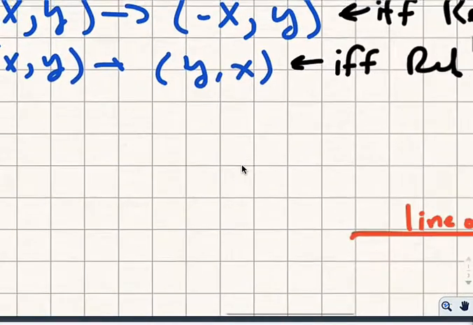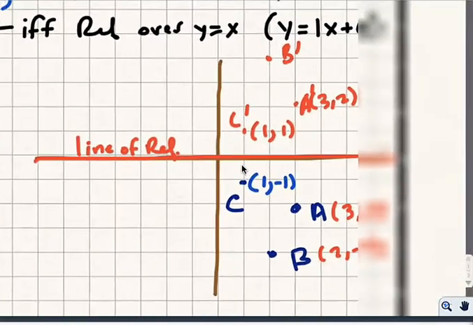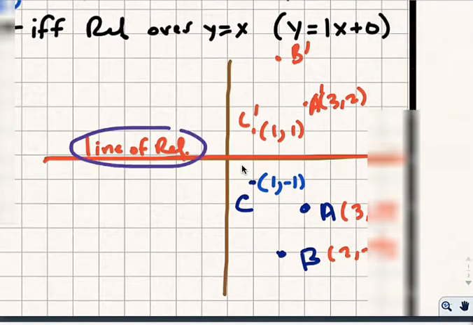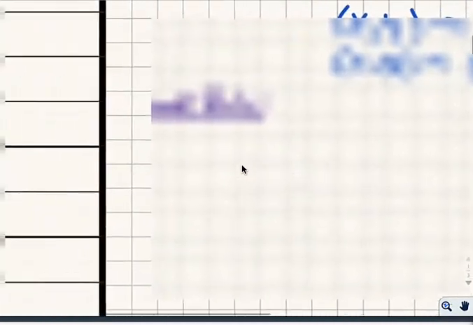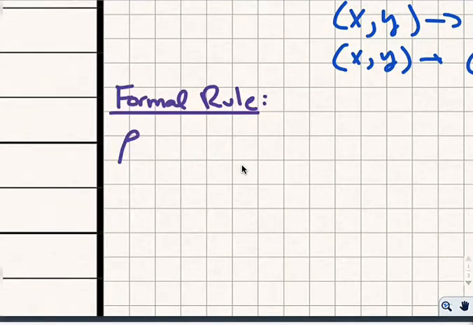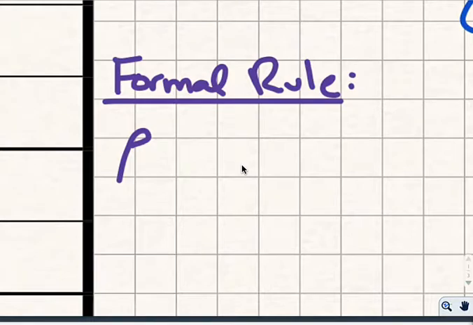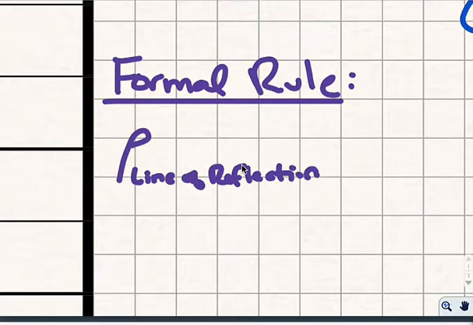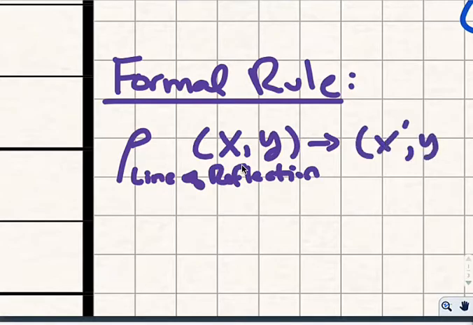If you think about this reflection, the only important part to track is the line of reflection. So in our formal transformation rule, that's what we're going to note. This little symbol stands for reflection, and then right below, we note the line of reflection, or line of symmetry. That's going to take our point x, y to our new image point x prime, y prime.